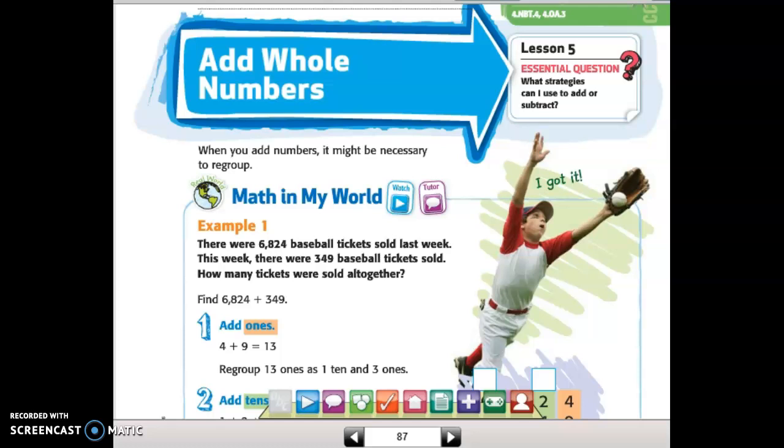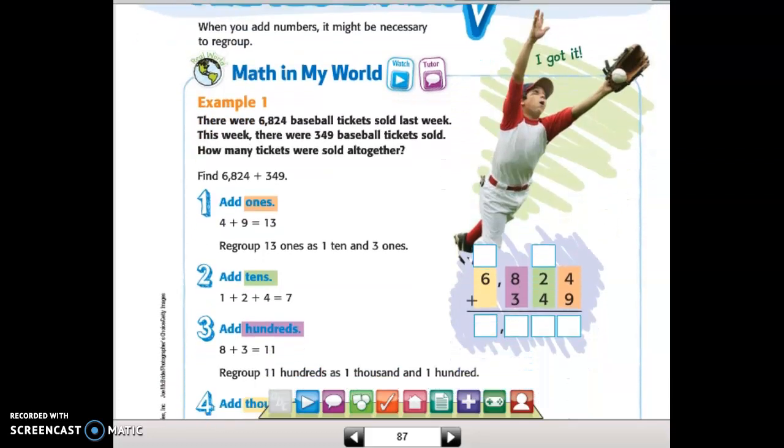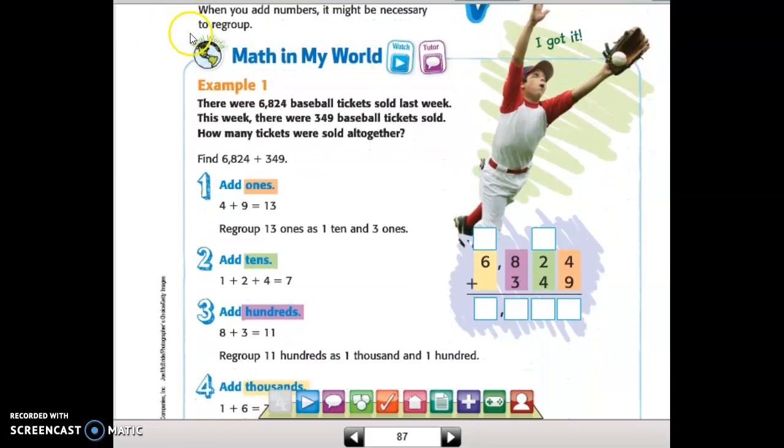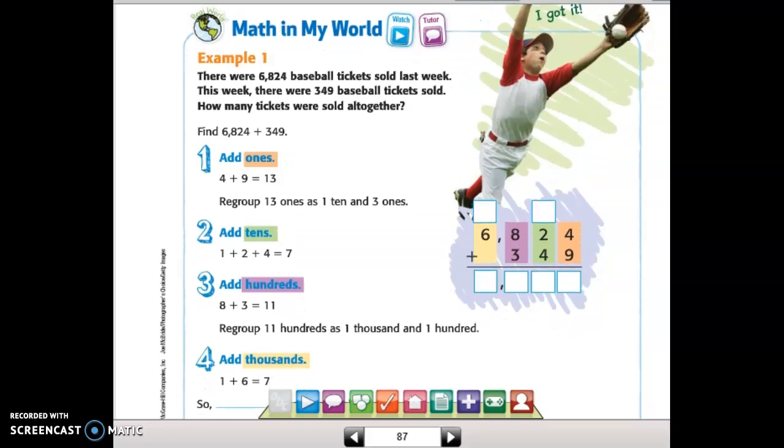And it's the lesson you've all been waiting for, Chapter 2, Lesson 5, Add whole numbers using the standard algorithm. When you add numbers, it might be necessary to regroup. This is something you've seen before. There were 6,824 baseball tickets sold last week. This week, there are 349 baseball tickets sold. How many tickets were sold altogether?